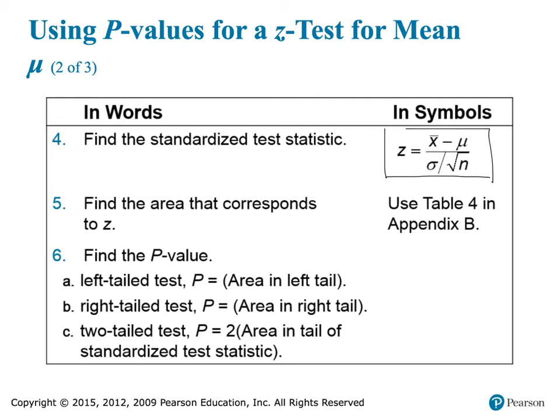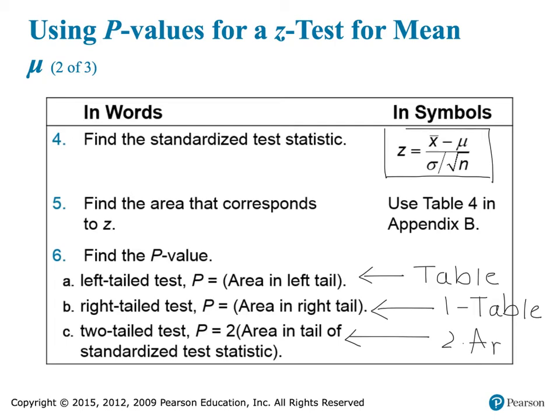Fifth, find the area that corresponds to that z-score. It will either be the area below or the area above, and then use that area, 6th, to find the p-value. If we're doing a left-tailed test, that p-value, as we said, will be the number we find in our table for that z-score. If it's a right-tailed test, it'll be 1 minus the number we find in our table, since our table gives us the less than. And if we're doing a two-tailed test, it'll be the area in the tail. That'll depend if it's left or right tail, and we'll have to double that value.